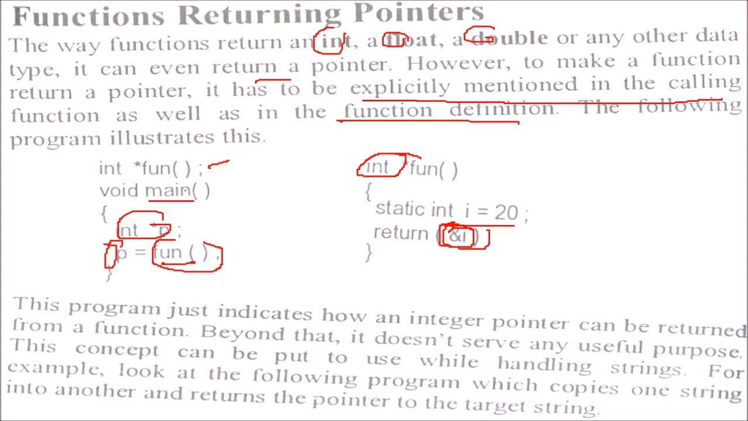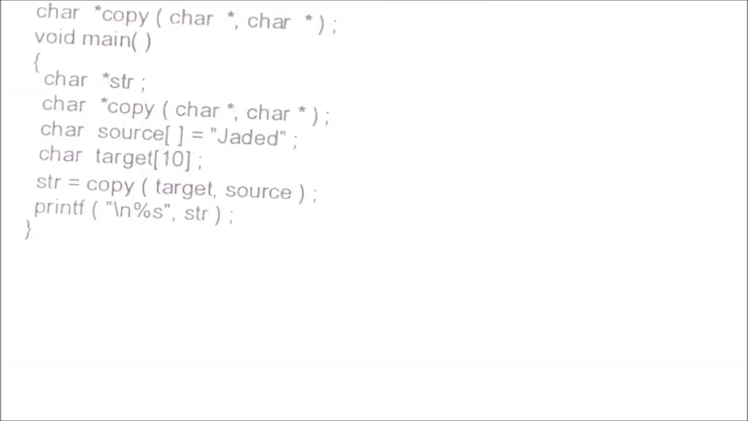That is how P is shown here. So this is a copying program, one file to another file copy. So this is the source and this is the target. And when it is returning a character pointer, how? Let us see. This is a character pointer.